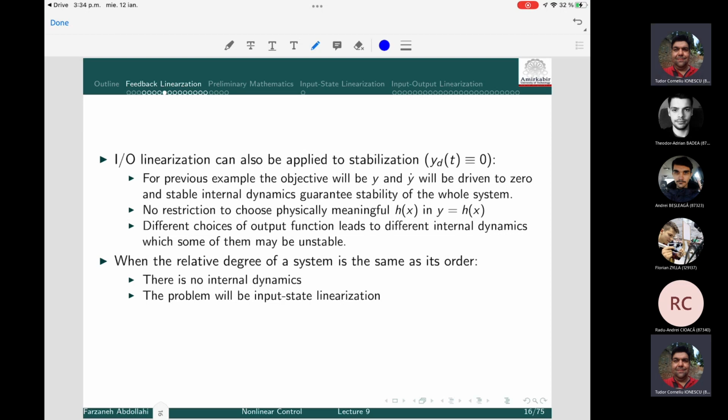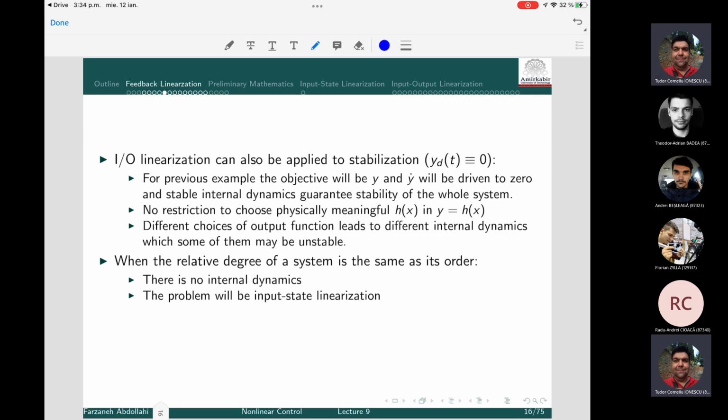There is no restriction to choose a physically meaningful h. You can choose physically meaningful outputs, as it says here, which is true. Very interesting. It says here, different choices of the output lead to different internal dynamics, and some of them can be unstable. So this very much depends on the output you pick. This is very, very interesting.